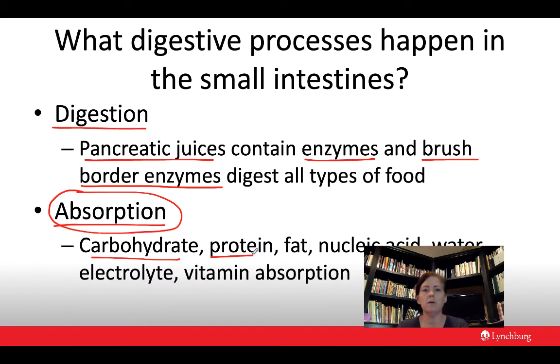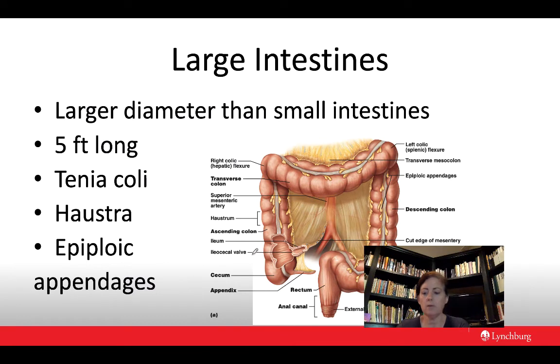It was only alcohol and aspirin. So most of our nutrients are not absorbed in our stomach. Most of our nutrients are absorbed in our small intestines. So, okay, which brings us to our next large organ, and this is going to be our large intestines.